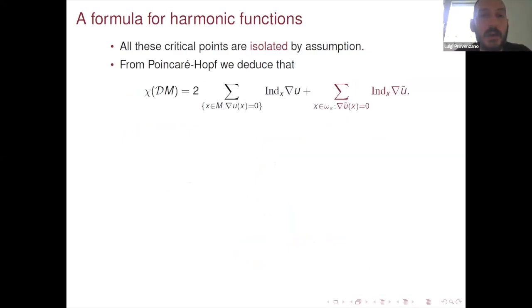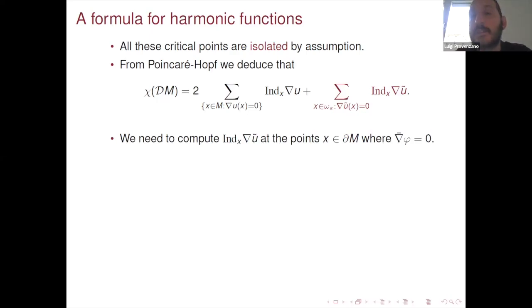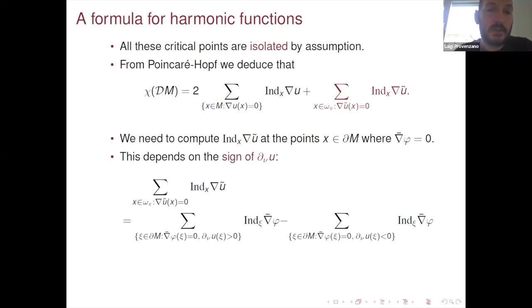So we can apply the Poincaré-Hopf theorem and deduce that the Euler characteristic of the double is, of course, twice the sum of the indexes of the critical points of U, so the ones in the part where it is okay, plus the indexes of the critical points of U tilde in the tubular neighborhood, in the collar, let's say. So we need to compute the index. In particular, we need to see how this index is related to the index of the gradient of phi as a function on the boundary. But this is not hard to do.